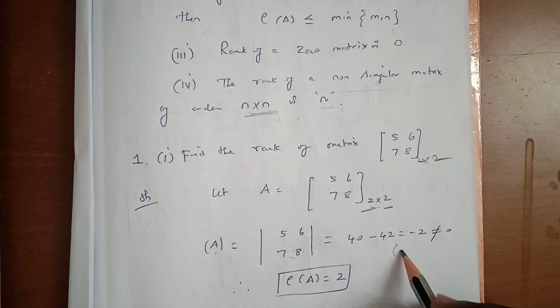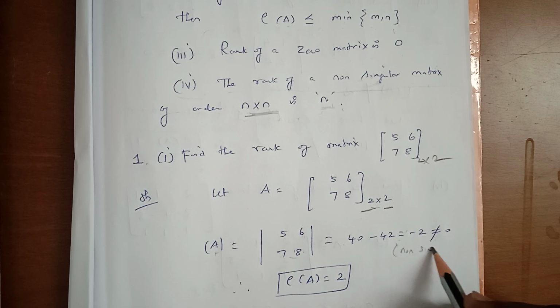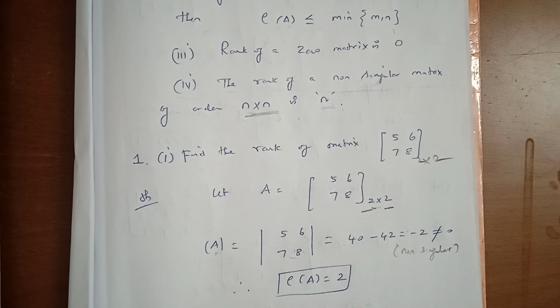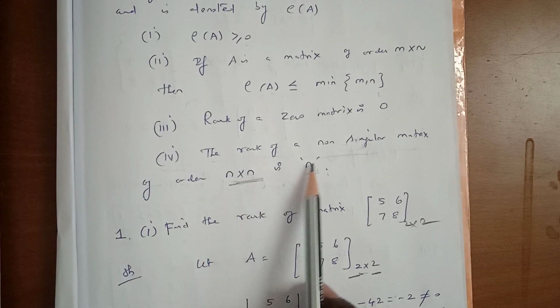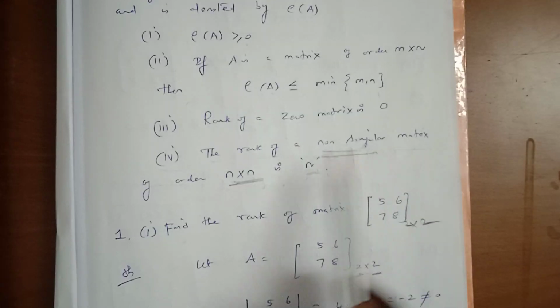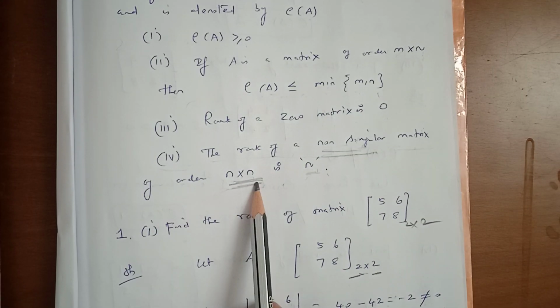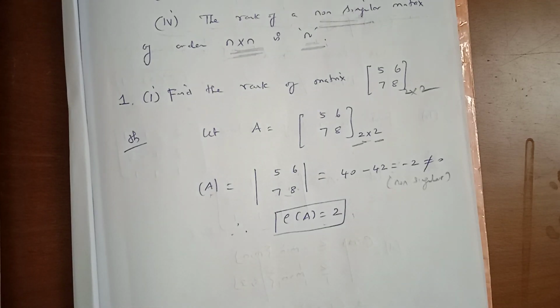So minus 2 is not equal to 0, which means non-singular. So the rank of the matrix is 2. The given matrix is a non-singular matrix of order n by n, so 2 by 2 means the rank is 2. First sum is over.